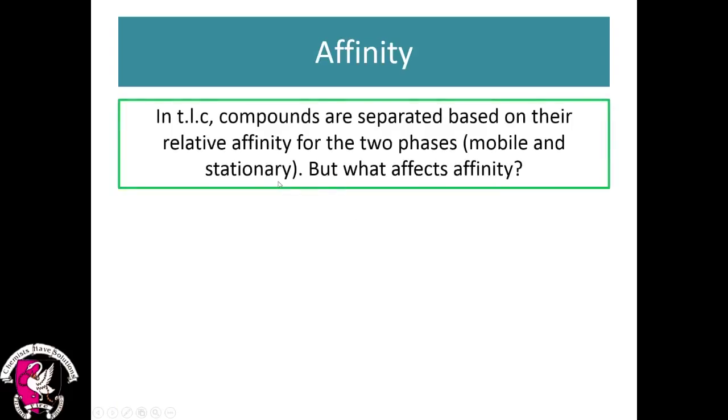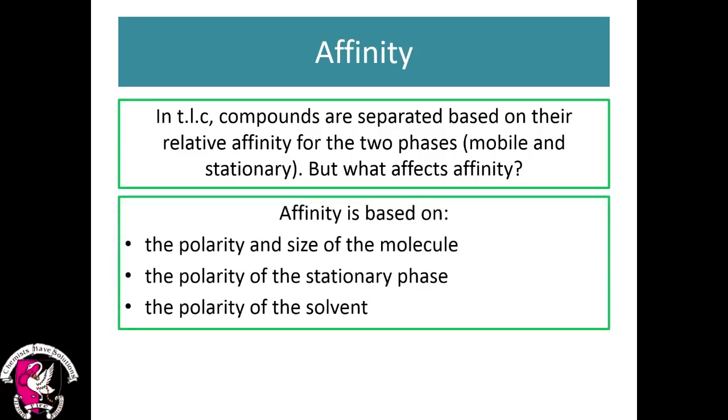So in TLC, we've said that they're separated based on their relative affinity for the two phases, either the mobile phase or the stationary phase. But what can we do to affect that affinity? Well, there are three things. The polarity and the size of the molecule, we can't really change, because that's just the molecule we're sampling. It's there. We can't change that, because that's what we're trying to analyze. So the polarity and the size will affect its affinity, but we can change the polarity of the stationary phase and the polarity of the solvent, so the mobile phase. By changing the polarity of each of these, we can affect how the compounds will separate.